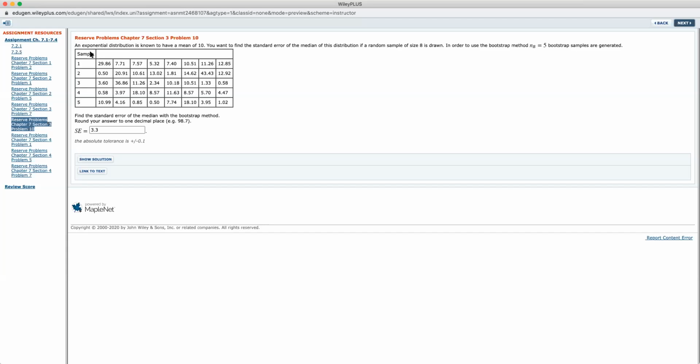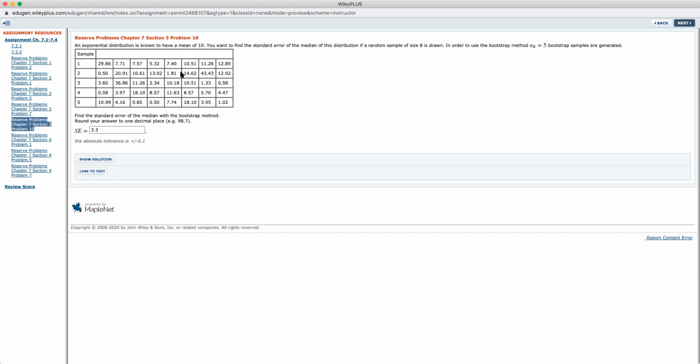See, here's the problem. An exponential distribution is known to have a mean of 10. And then you want to find the standard error of the median of this distribution. So if a random sample of size 8 is drawn, in order to use the bootstrap method, B is 5, and the bootstrap samples are generated. So as I told you, in problems you don't have to do step 1. They're going to give the bootstrap samples already generated. Okay, so you see that sample 1, 2, 3, 4, 5. There are 5 bootstrap samples generated and given in the problem.